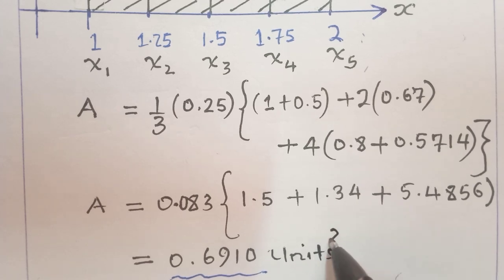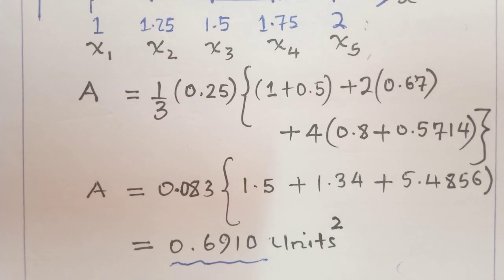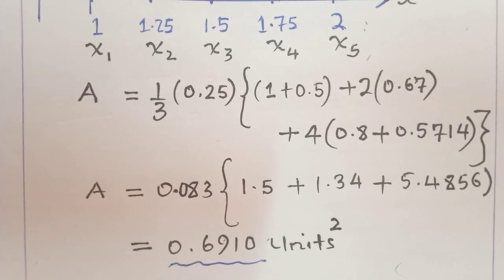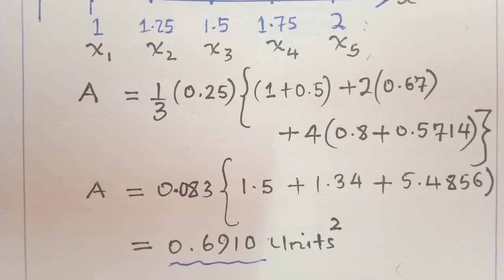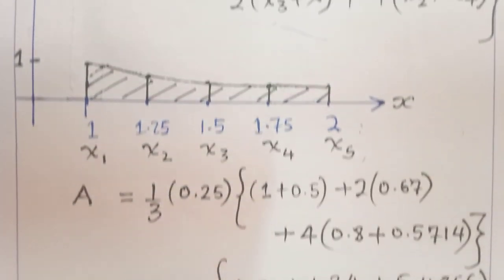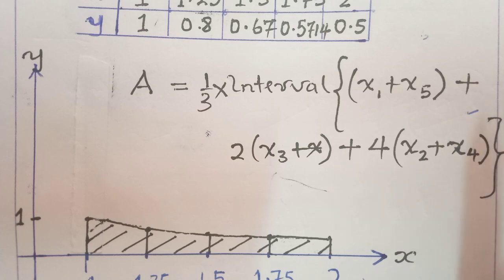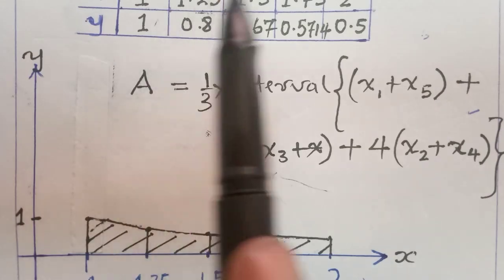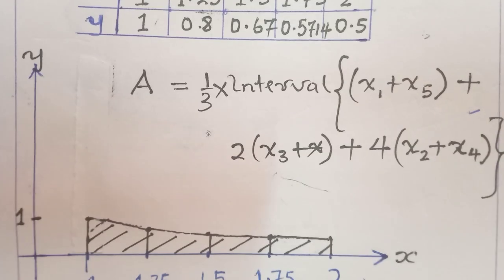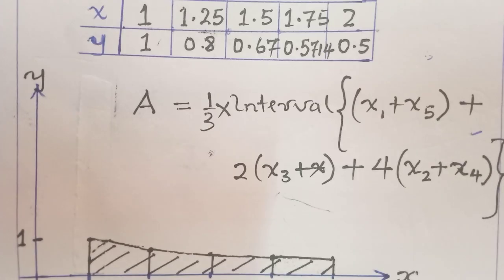Units square. So guys, we come to the end of our lesson, and that's how we find the area under the curve using the Simpson's rule. All we need to know is the equation, and then we are able to tabulate the table and get our values.